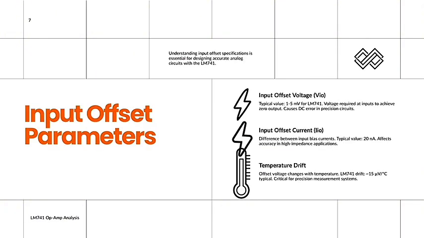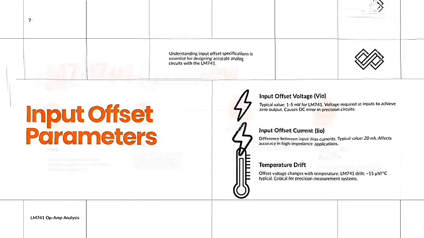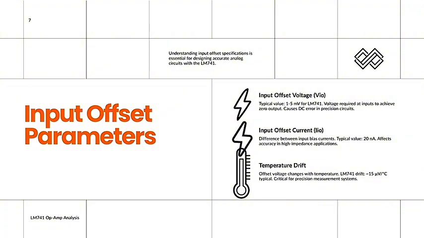One of the most important parameters of an operational amplifier is the input offset voltage. This parameter represents a small voltage that must be applied between the inputs in order to make the output equal to zero. Ideally, this value should be zero, but due to internal imperfections, it is not. For the LM741, the typical offset voltage is around 1 millivolt, and it can reach values of approximately 5 to 6 millivolts. This parameter is especially important in precision applications because even a small offset can introduce significant errors in the output.